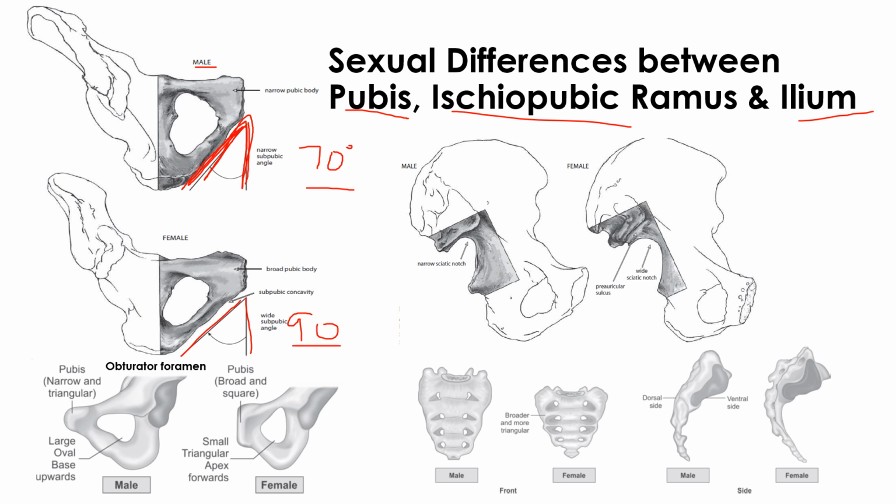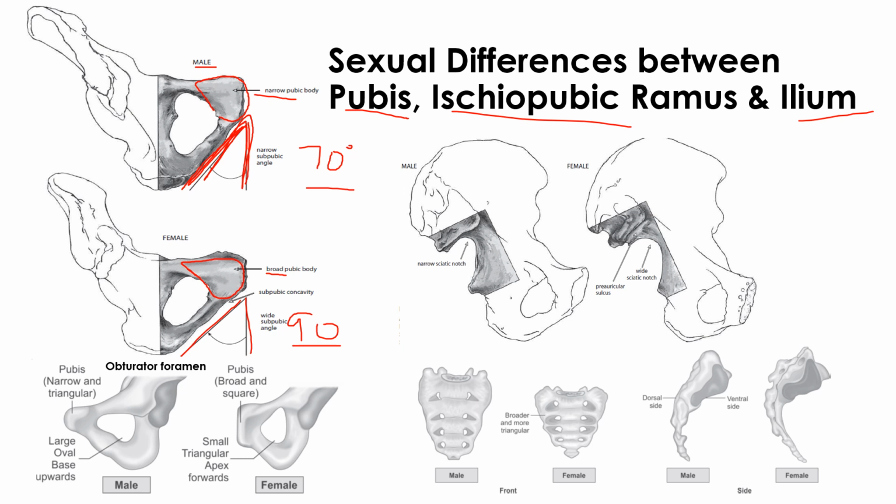So the broad pubic body can be seen. See this one, this whole area is pubic and it is broad for females, and this region is also pubic, which is for males. This is the difference between male and female. It is narrow here, it is broad here.